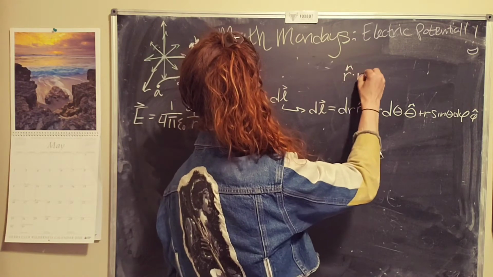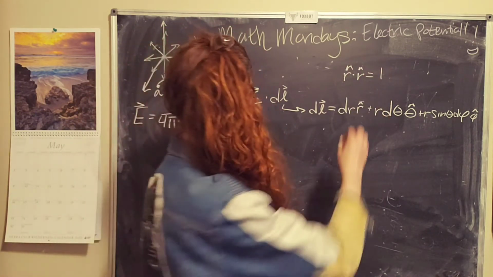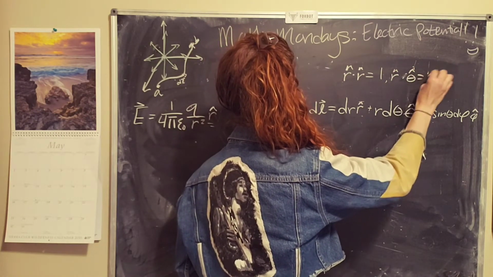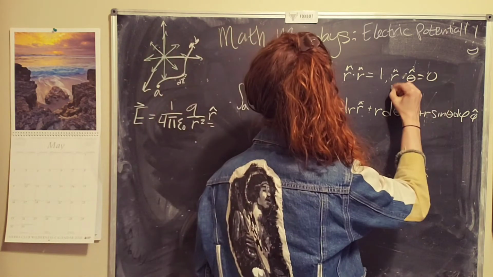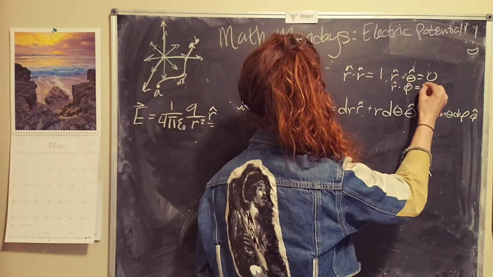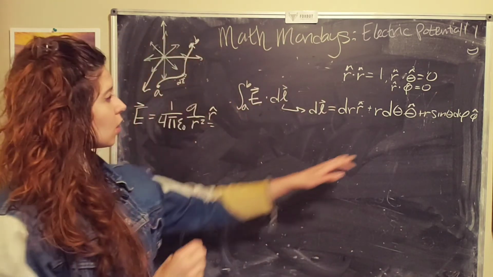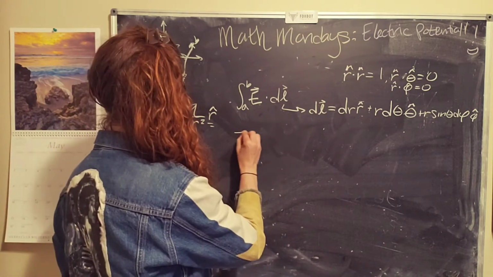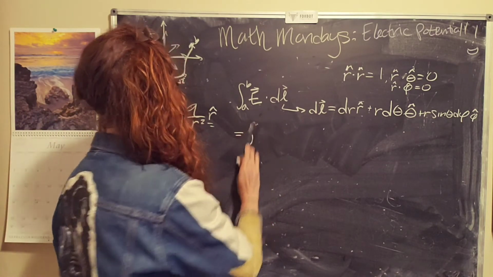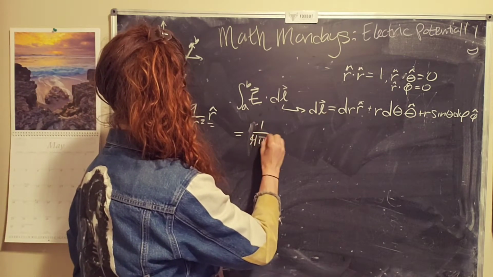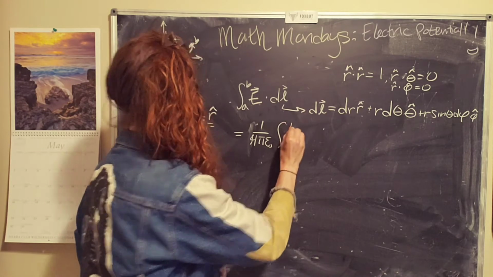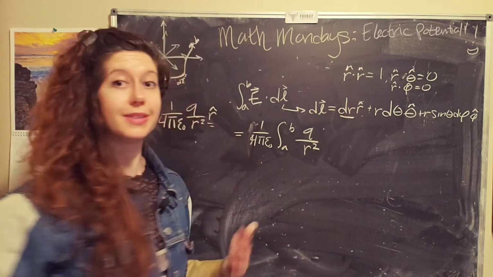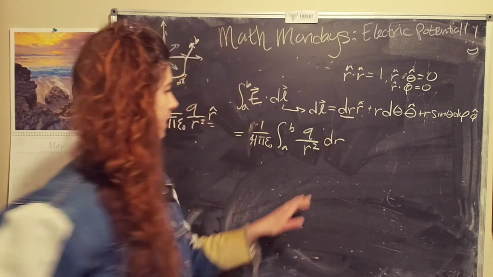So r hat dot r hat equals 1 because they're parallel. R hat dot theta hat equals 0 because they're perpendicular. And r hat dot phi hat is also 0, again, because they're perpendicular. So these two components of dl go to 0, and what we're left with is the integral, well, we can pull out 1 over 4 pi epsilon naught, the integral from A to B of q over r squared times dr, which is the only component of dl that is left.